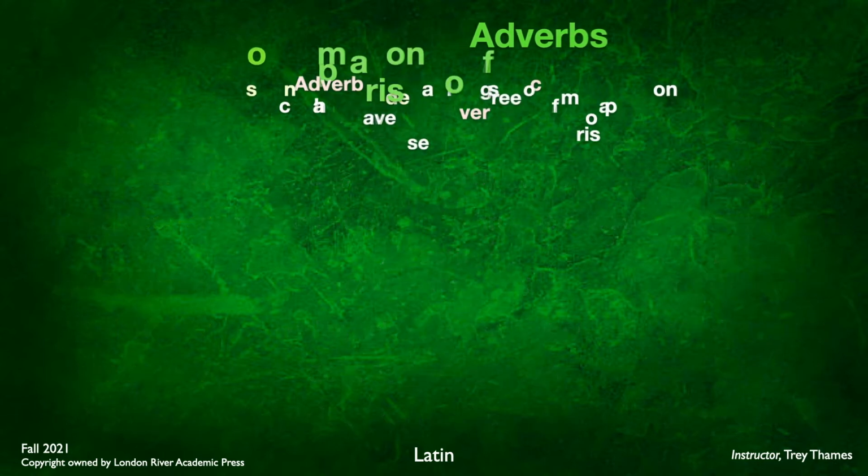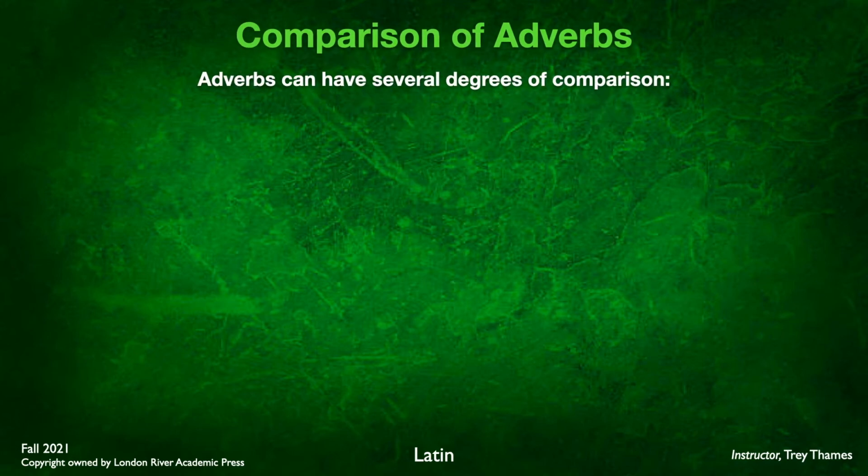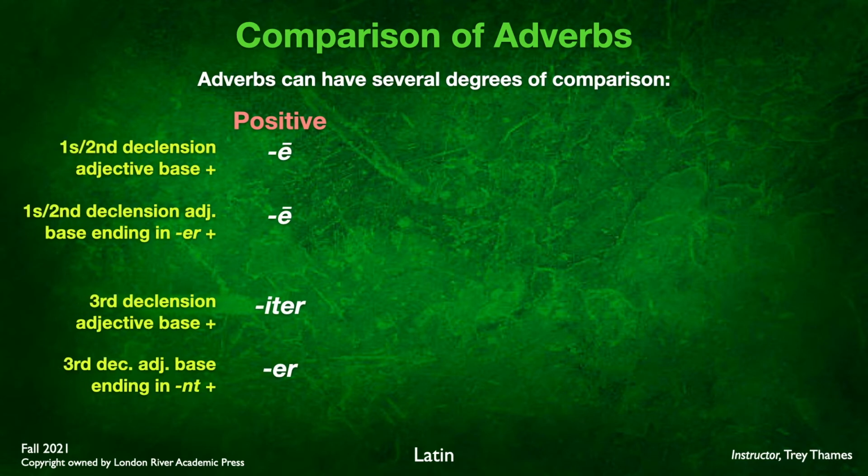Now, just like adjectives, adverbs can also have a comparative and a superlative form. So there are different degrees of comparison for adverbs. Just as a quick reminder, here's how we form the positive form of adverbs for first or second declension. We add an E to a base. Even for first and second declension adjectives that end in ER, it's still just an E. And for third declension, it's going to be iter that we add to the base, or if that base ends in an NT, we're adding ter.